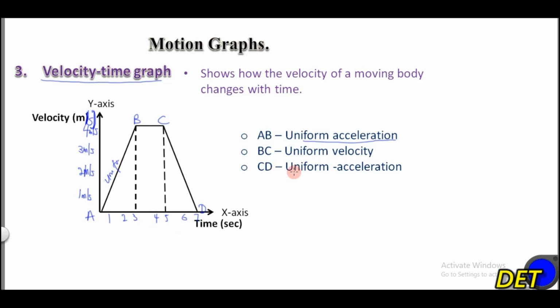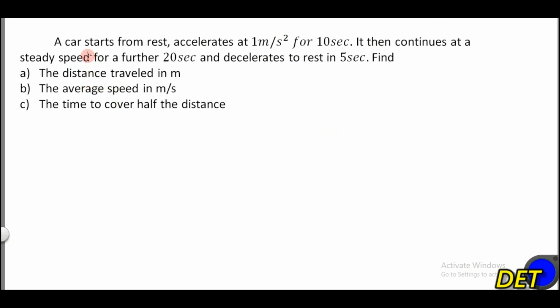Then CD is our uniform negative acceleration. So CD is our uniform what? Negative acceleration, also referred to as retardation. So you should know what the different points in this graph symbolize, right through the distance time graph, the displacement time graph, down to the velocity time graph. So having known all this, let's look at this question that we have here.